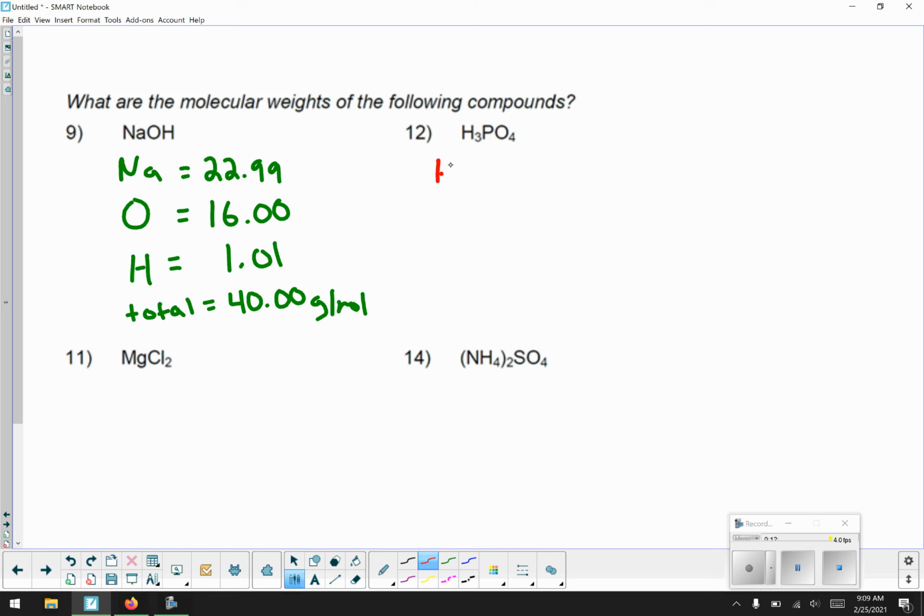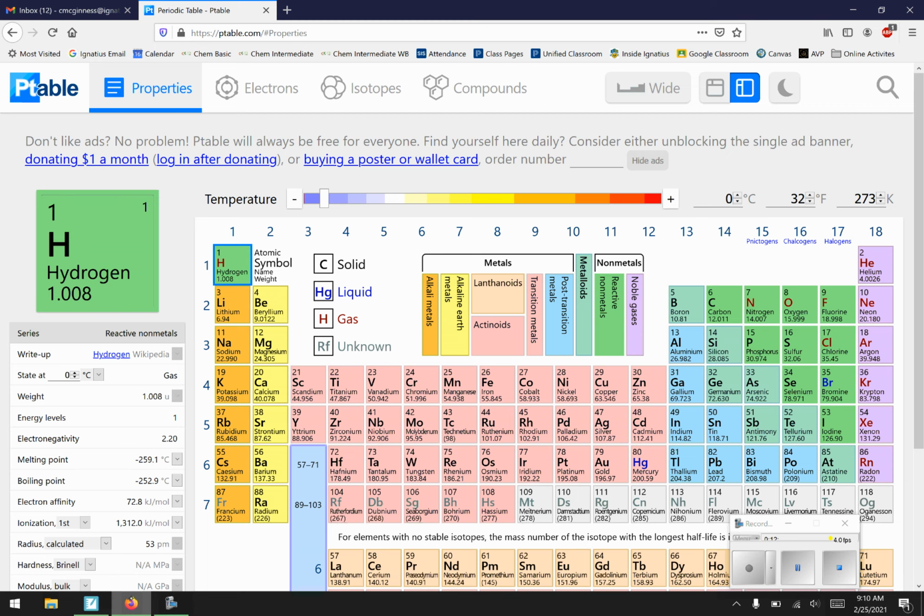It's made out of hydrogen, phosphorus, and oxygen. Hydrogen equals 1.01. Phosphorus, and we saw that already. Phosphorus, well, I'm going to look that one up because we didn't use that one yet. Phosphorus over here equals 30.97.